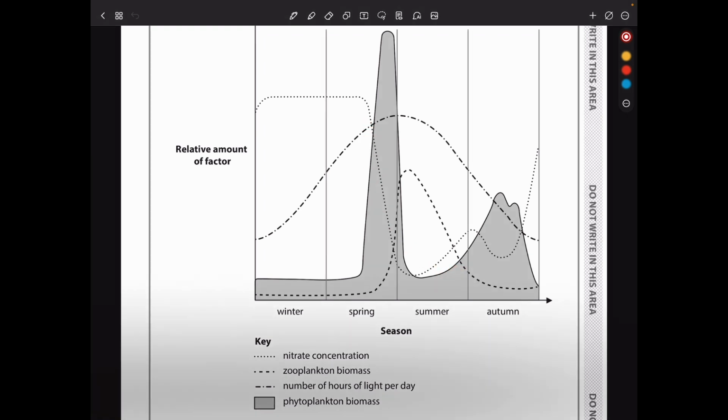And the number of hours of light per day are fewer in winter, and they peak around spring to summer. So that's why we see a lot of growth of the phytoplankton, because there is more light, more photosynthesis, and therefore increase in the biomass.